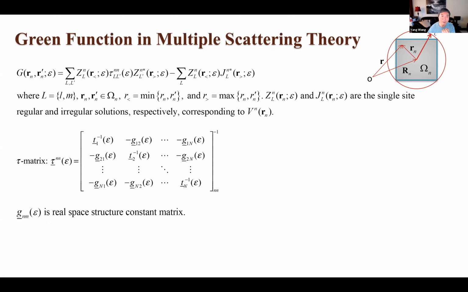And then you take the inverse of the T matrix and put it on the diagonal block, and all the off-diagonal blocks are the so-called structure constant matrix, which is related to the location of the atoms. It's a geometrical property and has nothing to do with whatever the potential is. So G can be easily calculated.